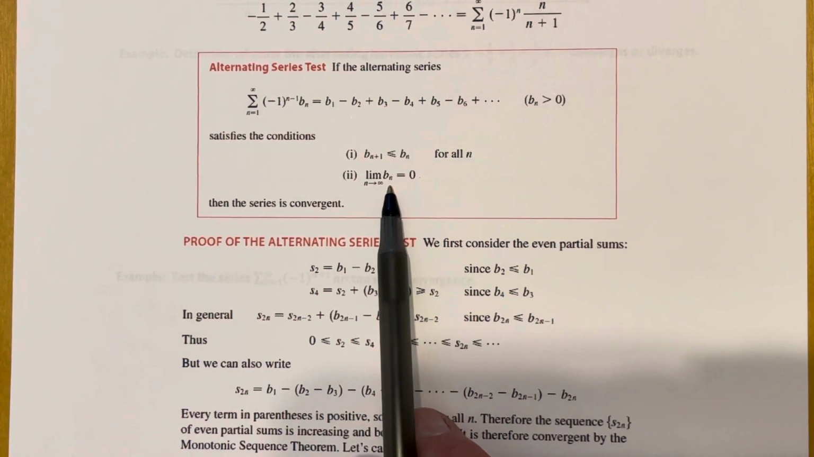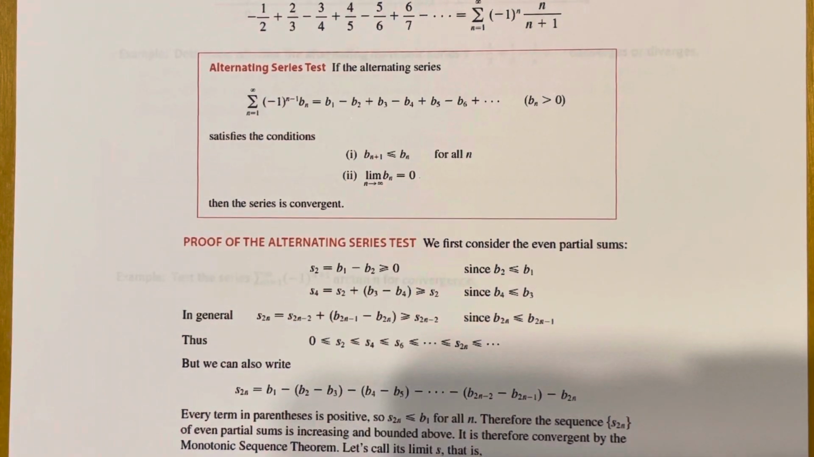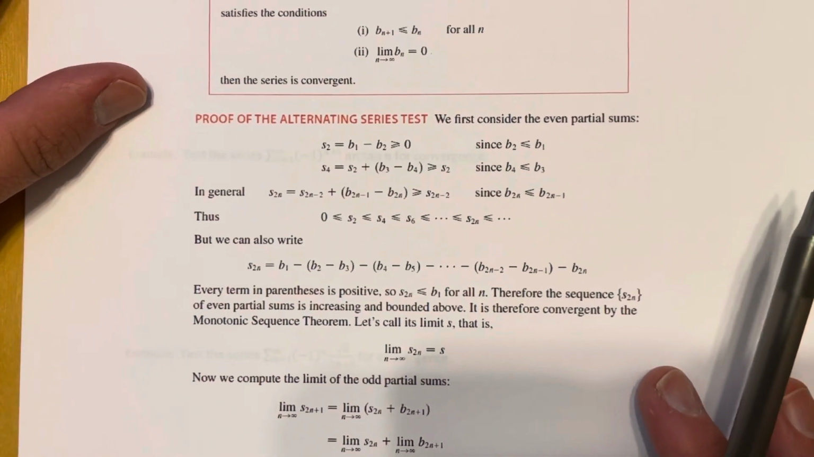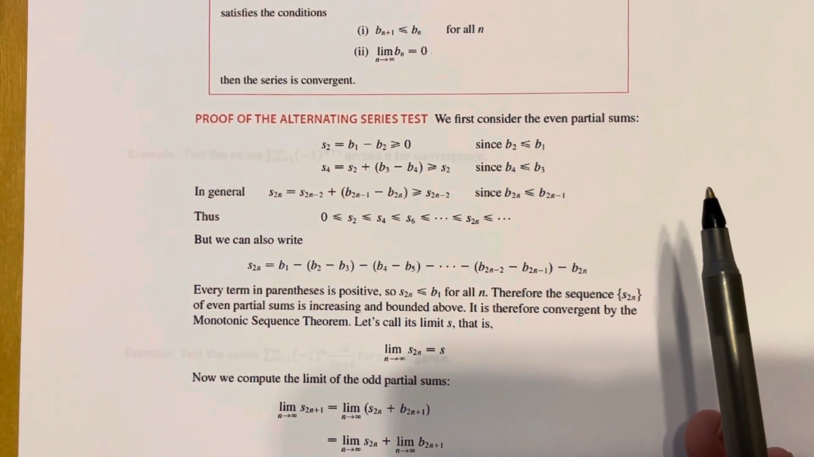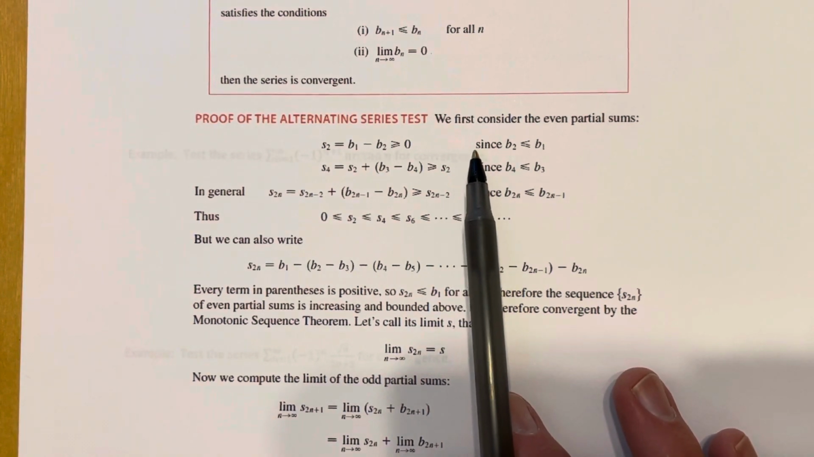But here it actually does. If you have this condition in addition to this one, that's how we know that an alternating series will converge. Here's a proof of this down here. As we've been doing, anytime we want to prove one of these convergence or divergence tests, we look at the partial sums of our series.